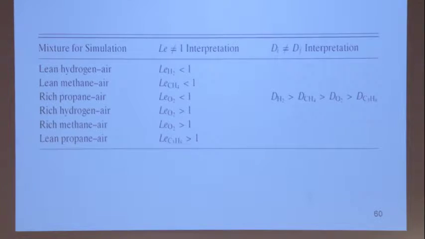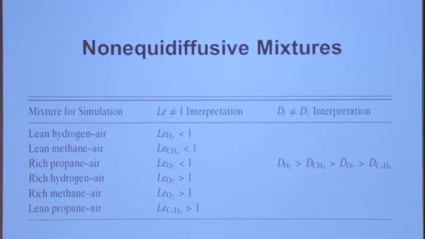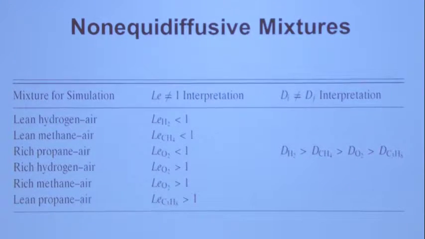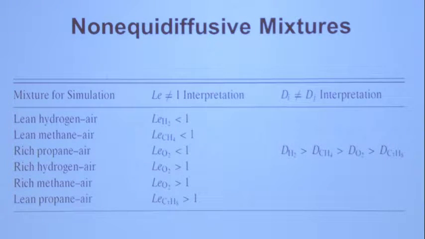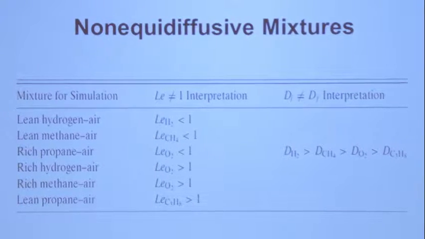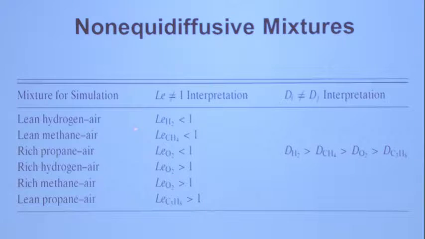However, if you go to a non-equidiffusive mixture, it's called, for Lewis number which is not 1, deviating from 1, then it's rather interesting. Here are some typical things, and you can try, okay? For lean hydrogen air flames, it's less than 1. Lean methane air flame less than 1. But rich propane air flame is less than 1. So lean hydrogen air less than 1. Rich hydrogen is bigger than 1. And the rich methane air is bigger than 1. But lean propane air is bigger than 1. Rich propane air is less than 1.